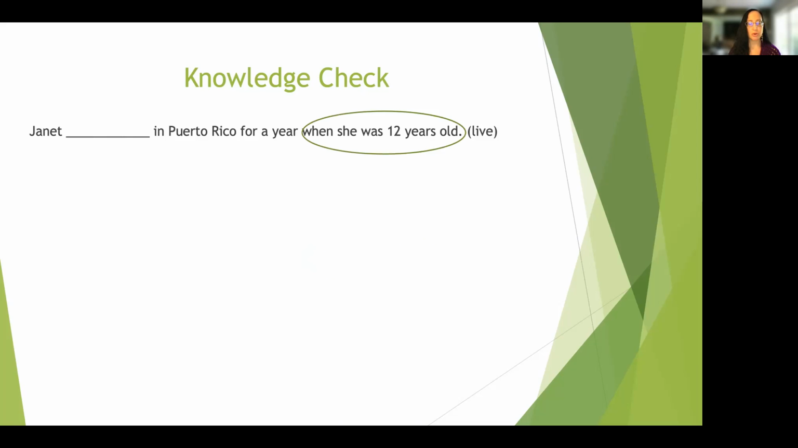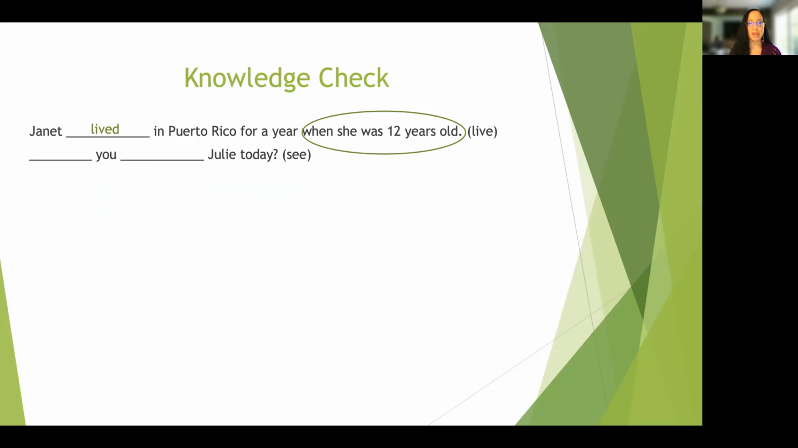Now, I circle this to give you a hint, okay? When she was 12 years old, lived, okay? It happened a specific time in the past, okay? So I'm going to help you every step of the way. So this way you can master simple past versus present perfect.